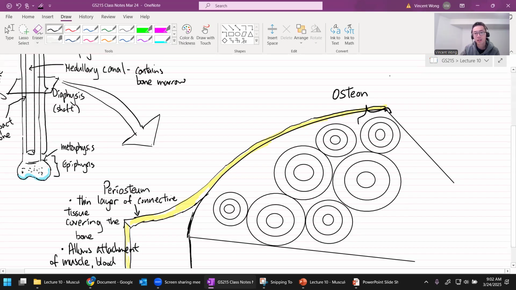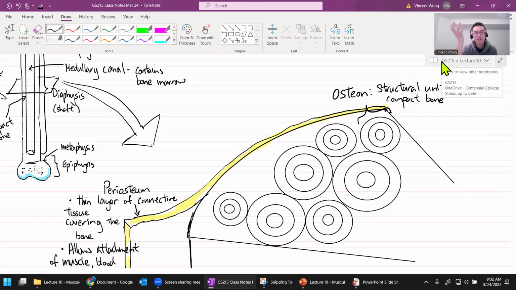Osteon. Okay, an osteon is the structural unit of compact bone. What is a structural unit? A structural unit is the basic thing that builds up a structure. So what would you say the structural unit of a wall is? Well, the structural unit of a wall is a brick, right? It's the fundamental unit that you use to build the whole thing. So in this case, the structural unit is an osteon.